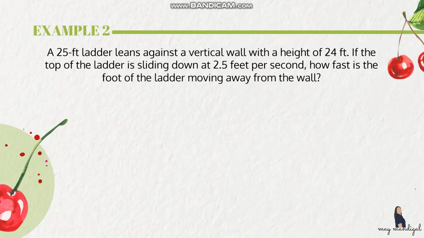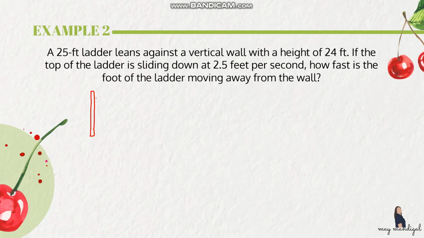So next, let's have another example. A 25 feet ladder leans against a vertical wall with a height of 24 feet. If the top of the ladder is sliding down at 2.5 feet per second, how fast is the foot of the ladder moving away from the wall? So in problems like this, it's better if we will illustrate. So imagine that there is a wall. So there's a wall.